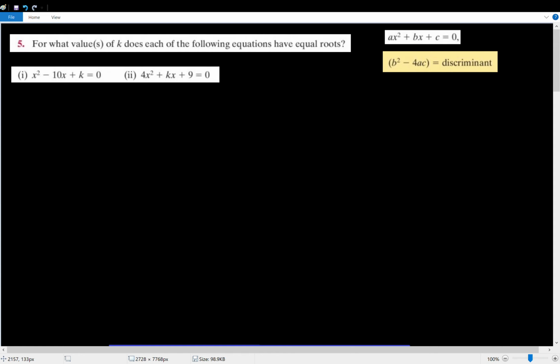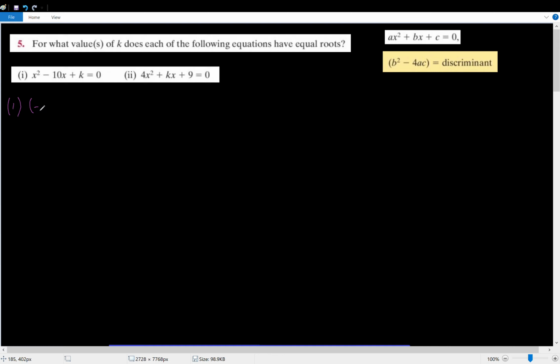Using our discriminant, if we want to get equal roots, then it means that our discriminant has to be equal to 0. So we're going to get our discriminant from each one and then set it equal to 0 and solve it out. We'll start with part 1.